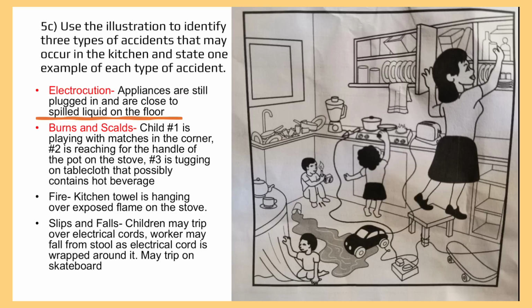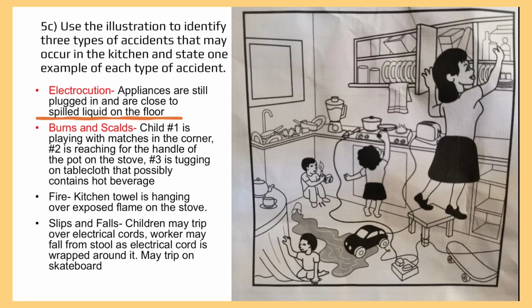For the next accident, which is fire, if you notice, there's a kitchen towel that's hanging over an exposed flame at the stove or the cooker. So that could cause an accident if it happens to fall on the open flame. And then for the final one, slips and falls, I have that children may trip over electric cords. The worker may fall from the stool. If you realize there's an electric cord that's wrapped around one of the legs of the stool that she's standing on. She could also fall on the skateboard or slip on the skateboard when she's coming down.